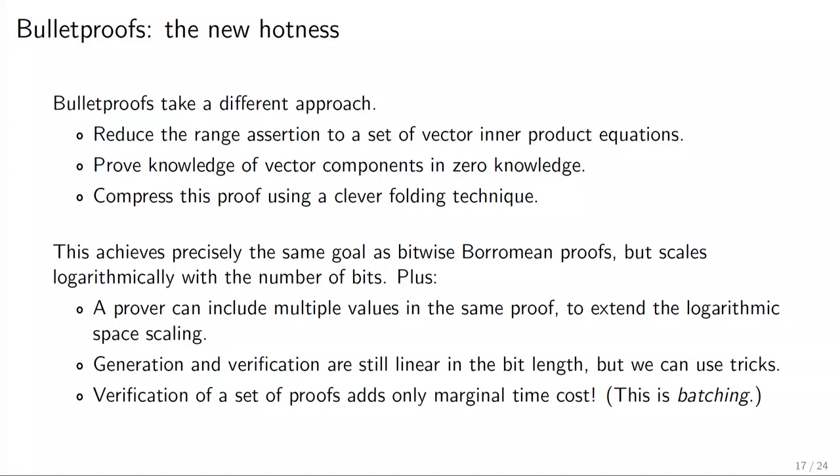And in particular, a prover can include multiple output commitment range proofs in the exact same proof, which makes things even smaller. It turns out generation and verification, while they are still linear in the bit length, have some tricks we can use to speed that up. And I can also verify a set of proofs in a large batch for almost no additional cost, which is great, because when I'm syncing a new node, we have to do this a lot.